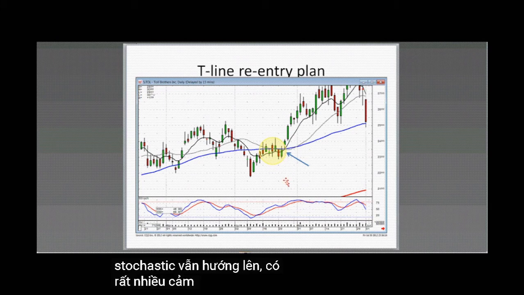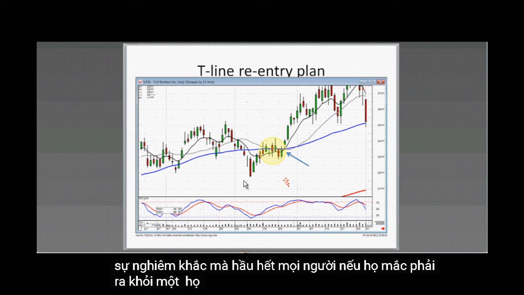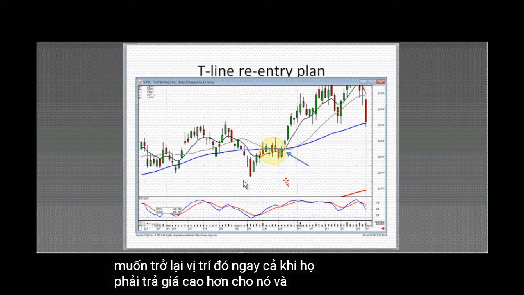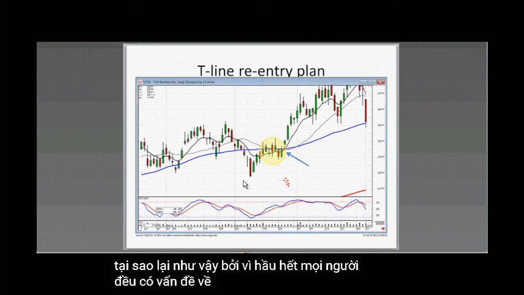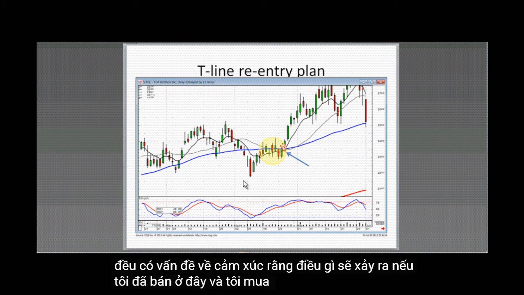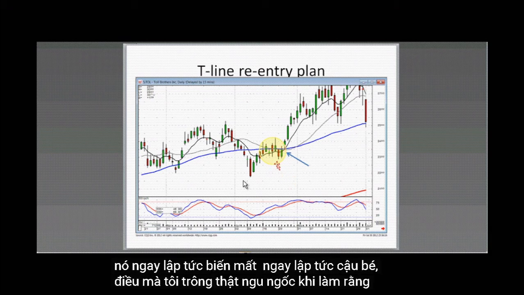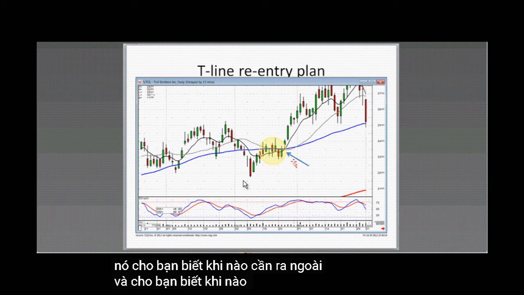There's a lot of emotional rigmarole that most people, if they get out of a position, they do not want to get back into that position, especially if they have to pay a higher price for it. And why is that? Because most people have an emotional problem: what if I sold here and I bought back here and it immediately went right back down? Boy, would I look stupid for doing that. The nice thing about candlestick analysis is it tells you when it's time to get out and tells you when it's time to get back in.